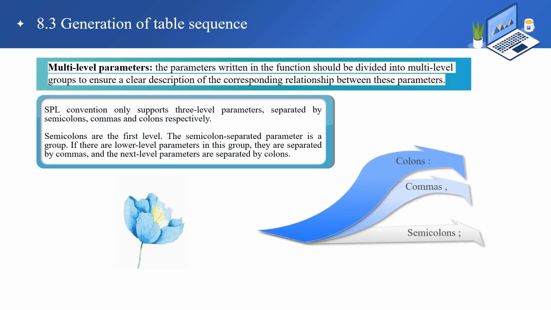SPL does not adopt the writing method of nested braces, but the convention only supports 3-level parameters, separated by semicolons, commas and colons respectively. Semicolons are the first level. The semicolon-separated parameter is a group. If there are lower-level parameters in this group, they are separated by commas, and the next-level parameters are separated by colons. There are 3 levels in total. Practice shows that 3 levels are basically enough, and there is rarely any parameter relationship that cannot be described clearly with this method, while using commas only is often ambiguous.